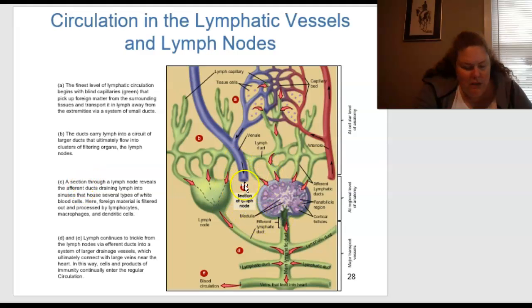Then in C, down here, you can see that this is a section through the lymph node, and it's going to reveal the afferent ducts that are draining lymph into the sinuses that house several types of white blood cells. Here, the foreign material is filtered out and processed by lymphocytes, macrophages, and dendritic cells. And then down here in D and E, the lymph continues to trickle from the lymph nodes via efferent ducts into a system of larger drainage vessels, which ultimately connect with the large veins near the heart. In this way, the cells and products of immunity continually enter into regular circulation.